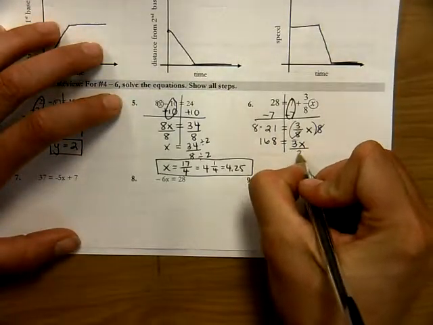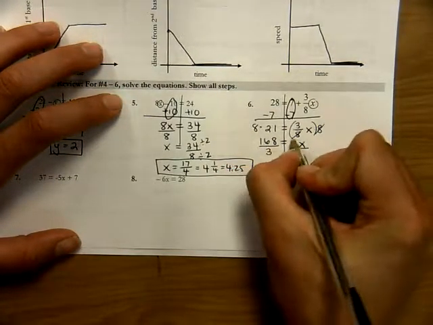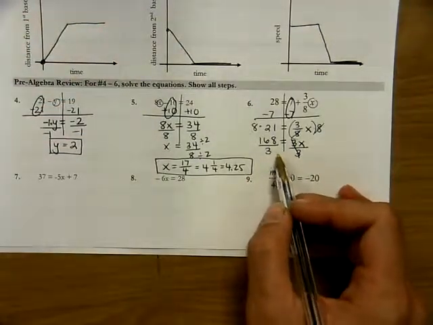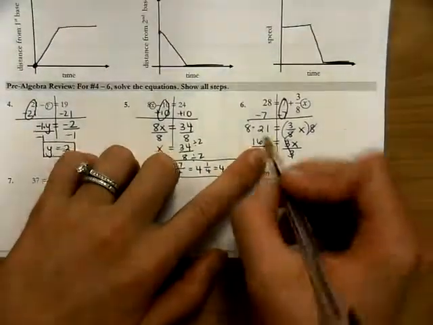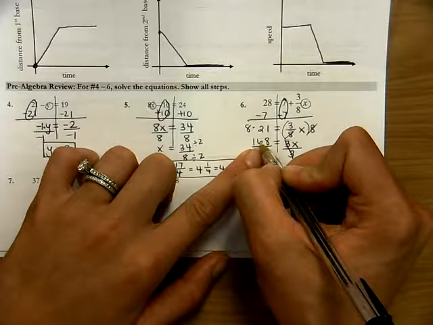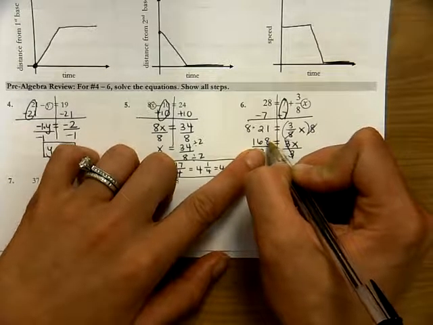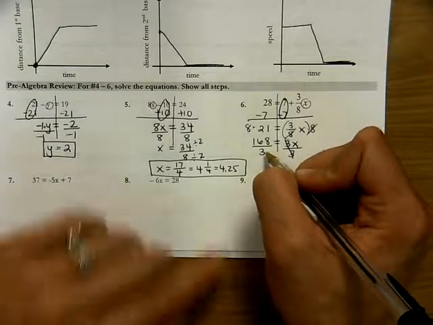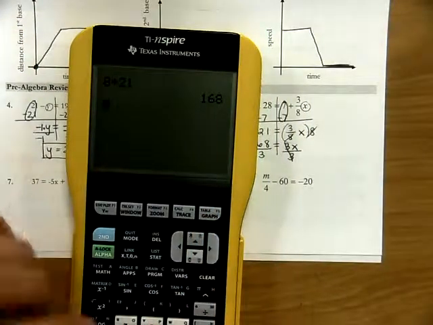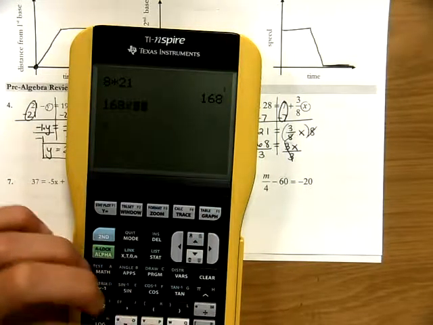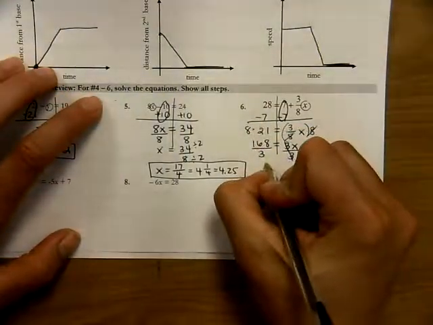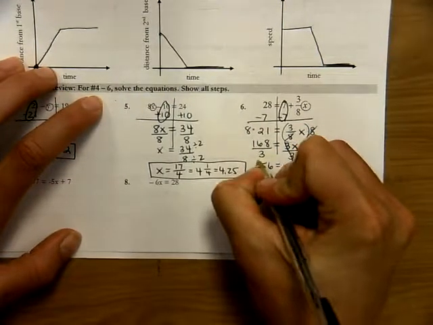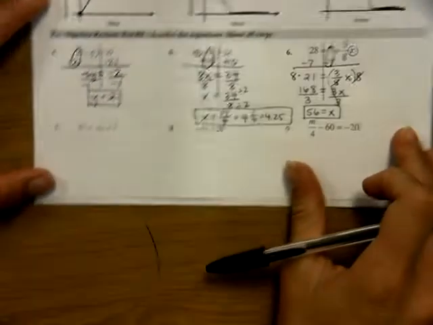Now I have to divide that by 3. I don't know what that is off the top of my head, but I know that if I add all these digits, 1 plus 6 is 7, plus 8 is 15. If the sum of the digits is divisible by 3, then the number is divisible by 3. So this will be divisible by 3. Let's do this one in our calculator real quick. We got 56. So 56 is equal to x.